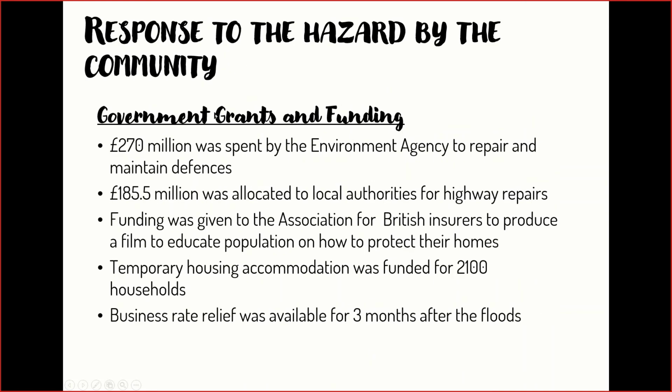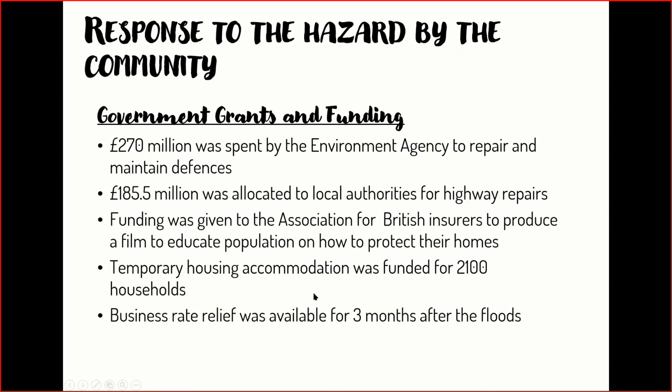And then the response by the community, okay? Now, we talked about the government spending money, but the Environment Agency used a lot of their budget, 270 million, repairing and maintaining defences. Local authorities had to pay for those highway repairs. Funding was given to the insurance groups, basically, to produce a film on how to protect your own homes. So getting people to take more responsibility for keeping themselves safe.